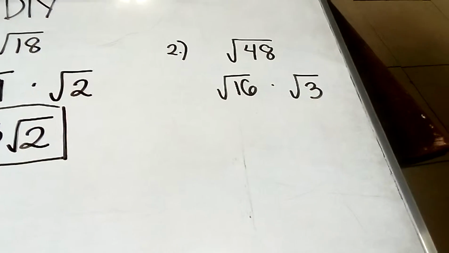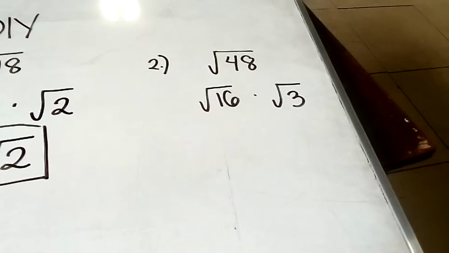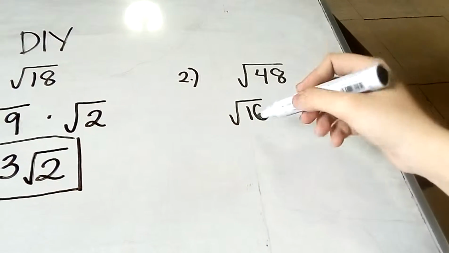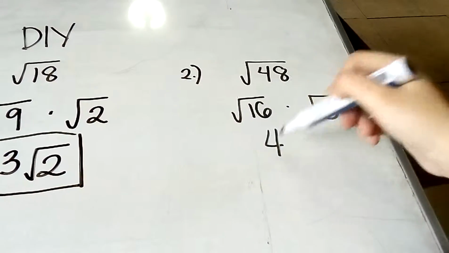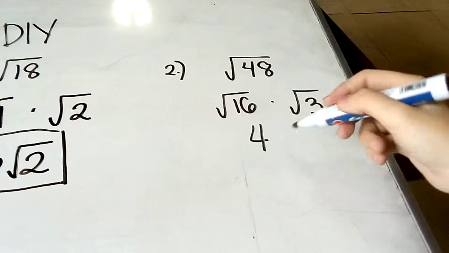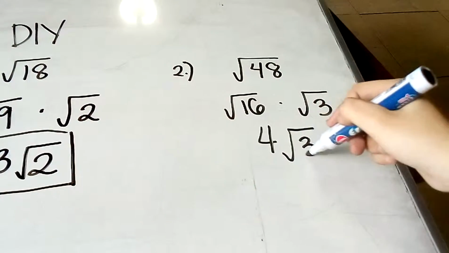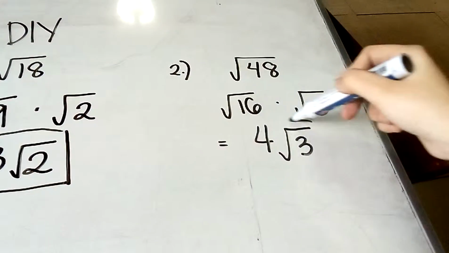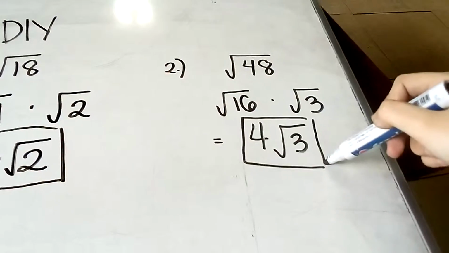Then, you need to simplify square root of 16. It's equal to 4, times square root of 3, which is the simplest form. So, copy. It's the final answer.